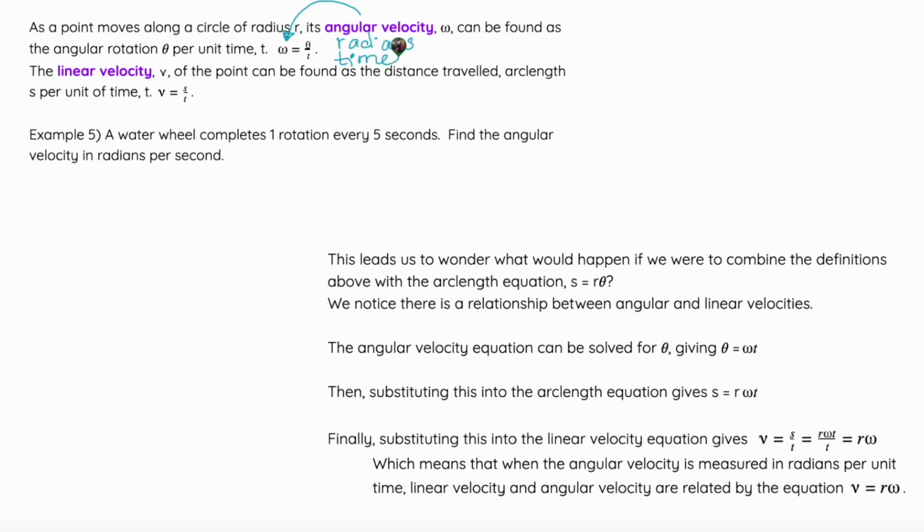The linear velocity V of a point can be found at a distance traveled, arc length S, per unit of time. So linear velocity can be found by taking the arc length divided by time.